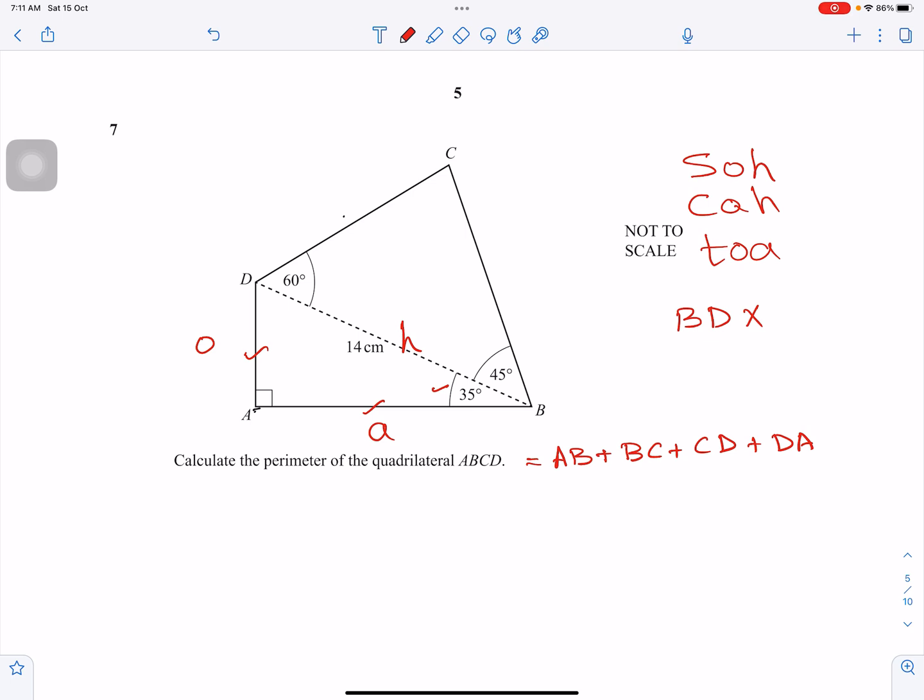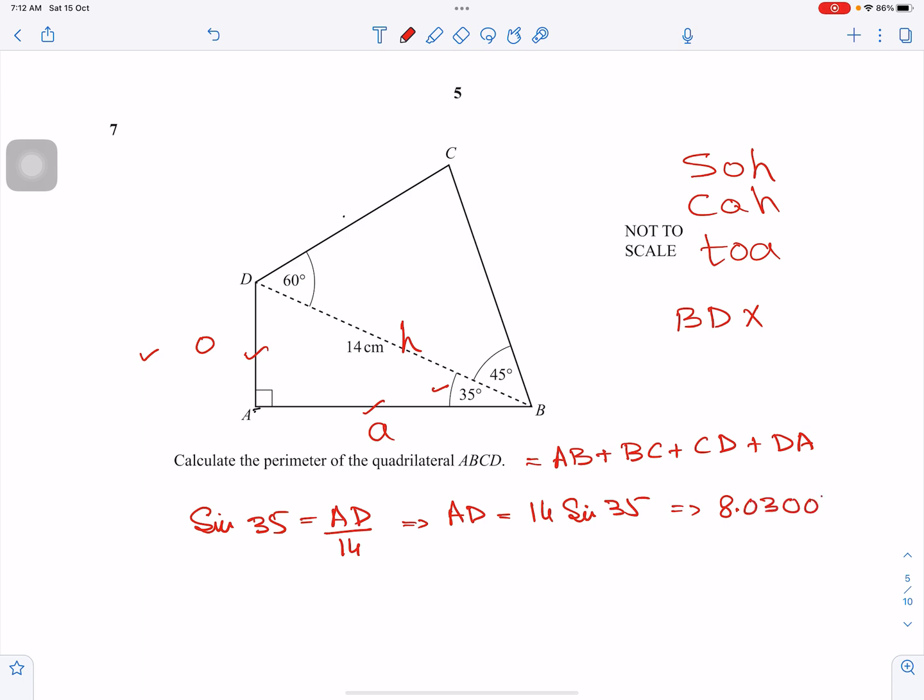So for AD I will apply sine because it is O over H, okay? So you will do sine 35 is equal to AD upon 14, opposite over hypotenuse. And then you will calculate the value of AD, which is 14 sine 35. Let me calculate it. You can also calculate it on your calculator. So the answer is coming 8.03.